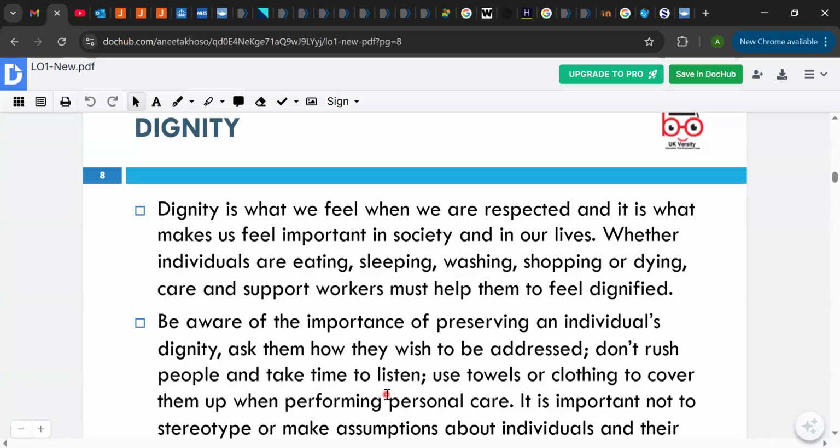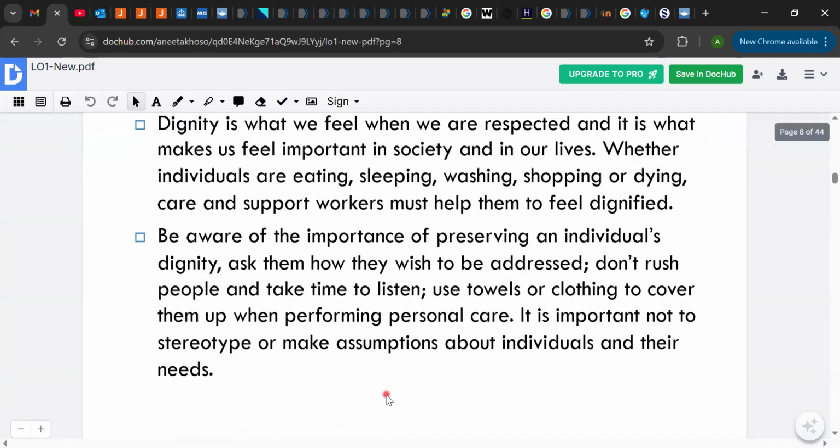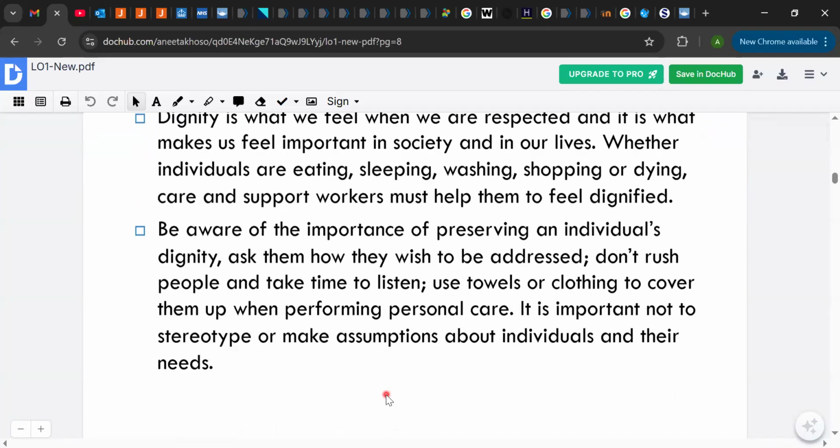So always remember, keeping people first, and be aware of the importance of preserving an individual's dignity. Ask them how they wish to be addressed. As I just said, don't rush people, and take time to listen to them. At times we go to our GP practice, there's just 10 minutes left. Okay, there's 10 minutes left, but that does not have to be reminded over and over again. If you use some subtle, dignified ways to end a conversation, that will be very well taken.